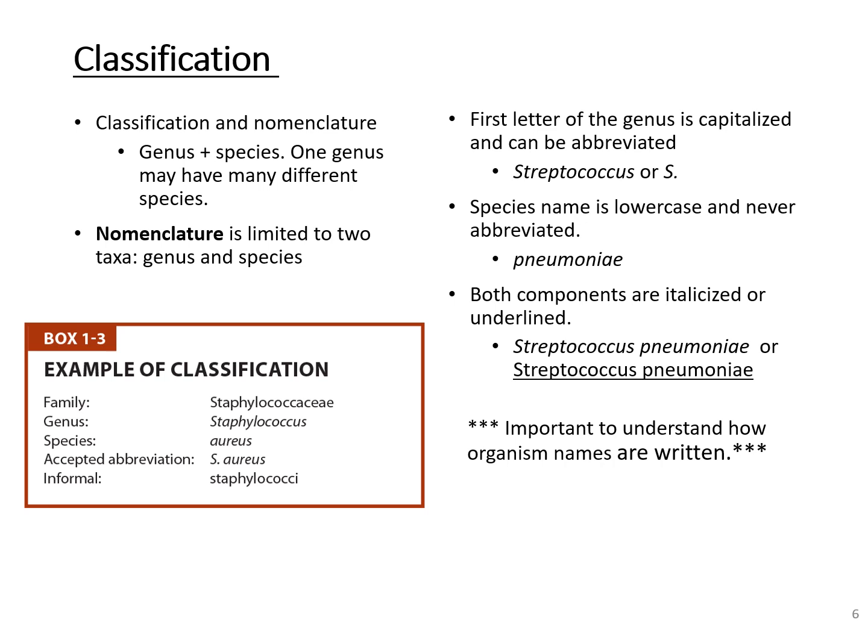Both are italicized. So if you're typing it out, you would italicize it. But if you're writing it handwritten, then it would be underlined to indicate the genus and the species. You will use this throughout your microbiology course, so you need to be very familiar with how you write out an organism's name with the genus and the species.